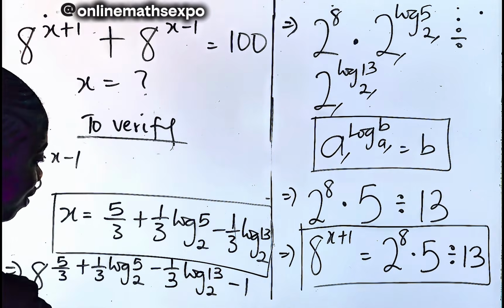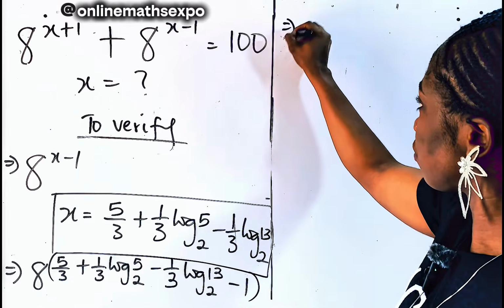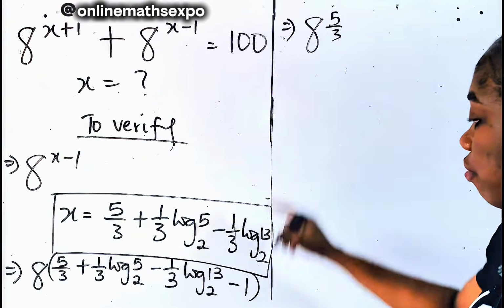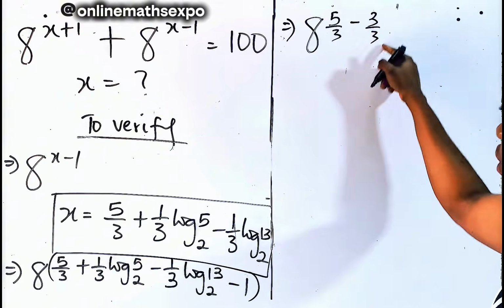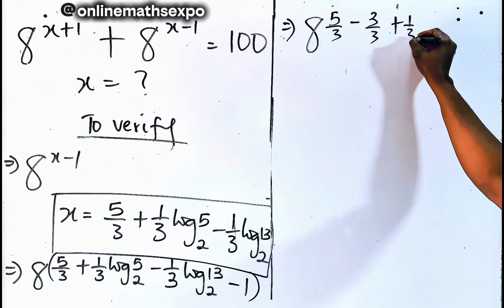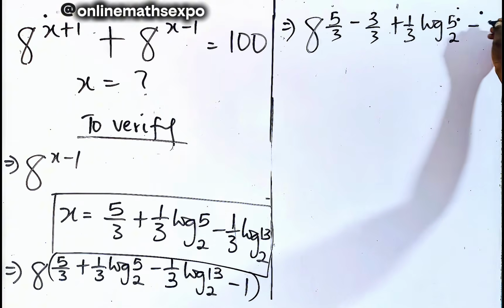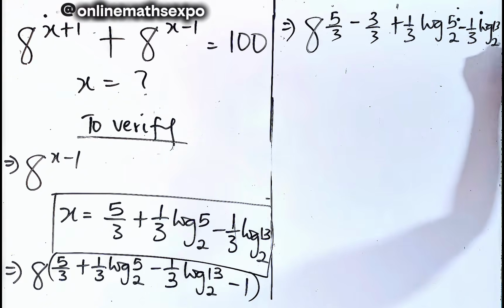So remember to put minus 1 there. So let's simplify this. Simplifying this, we have 8 to the power of 5 on 3. So we have, this is the same as minus 3 on 3. It's still giving us back 1. So we have plus 1/3 of log 5 base 2 minus 1/3. Let's bring it closer. So we have minus 1/3 of log 13 base 2.